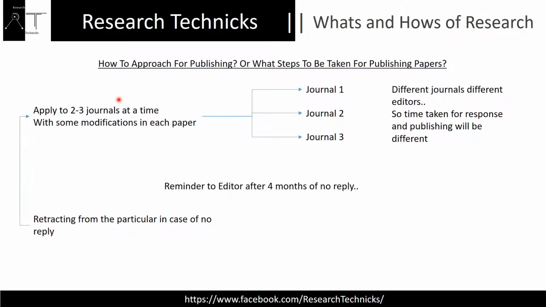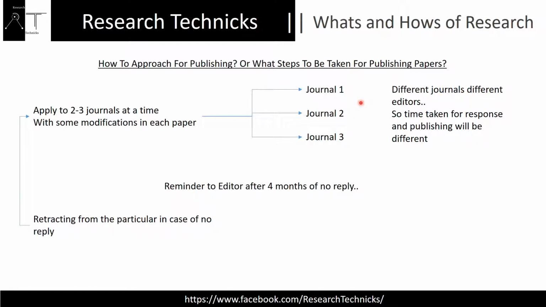The thing is, if you are publishing on your own, then it is not a problem. But if your supervisors, your guides, are telling you that you have to refer to them before publishing, then you have to consult them and convince them to submit your paper to at least around 2 to 3 journals at a time, with some modifications in each paper. Same kind of work, with some modifications in the results part. And you submit it to 3 journals: journal 1, journal 2, journal 3.